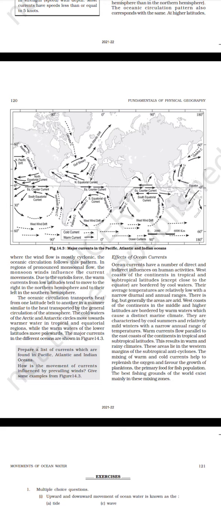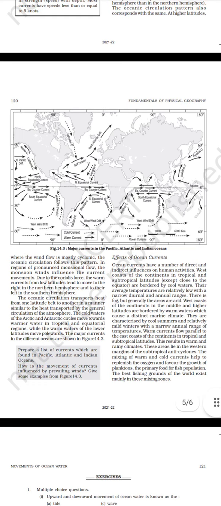In regions of pronounced monsoonal flow, the monsoon winds influence the current movements due to the Coriolis force. The warm currents from low latitudes tend to move to the right in the northern hemisphere and to their left in the southern hemisphere. The oceanic circulation transports heat from one latitude belt to another in a manner similar to the heat transported by the general circulation of the atmosphere. The cold waters of the Arctic and Antarctic circles move towards warmer water in tropical and equatorial regions, while the warm waters of the lower latitudes move polewards.